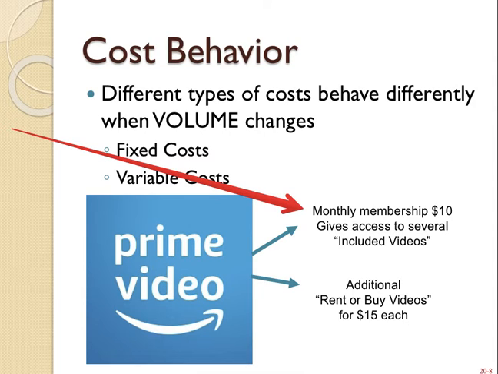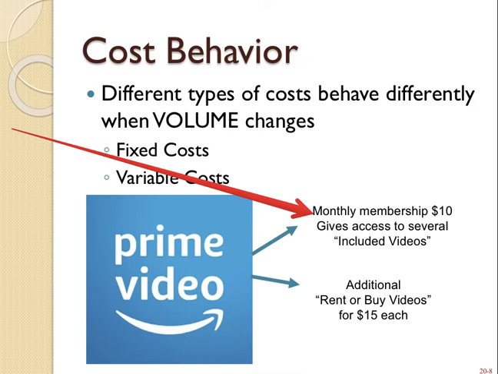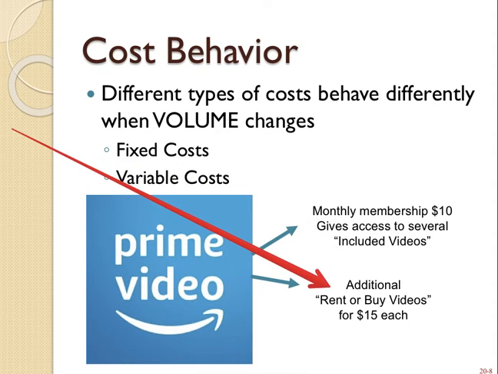Simple math, but let's say monthly membership is $10, and that gives you access to many different videos. And we're going to call these included videos because they're included in your monthly membership. But those included videos don't include all videos that exist. It doesn't include like the latest releases, or it doesn't include Disney movies, as I know very well because of my kids. Disney does not allow Prime to let you watch their videos for free. So these are what we call rent or buy videos. And those are additional videos that you can rent or buy.